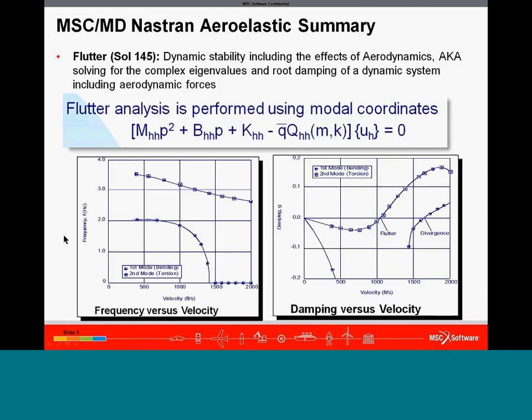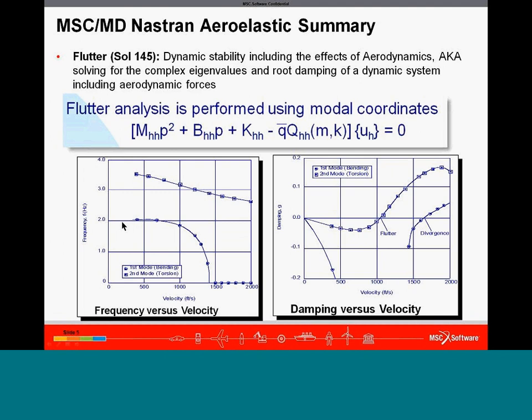The second solution sequence in Nastran that people frequently use with doublet lattice is our flutter solution. It's hosted in solution 145. And this is basically a complex eigenvalue equation where you've got, I'm showing it in generalized coordinates here, generalized mass, generalized damping, generalized stiffness, and a generalized aerodynamic matrix that's a function of Mach number and reduced frequency. And this equation takes many different forms depending on the particular flutter solution algorithm being used. But at its root, it's essentially a complex eigenvalue equation, and the general outputs are used to make VF and VG plots.